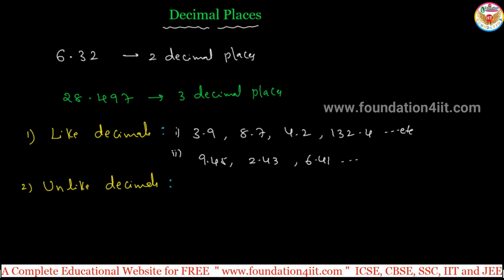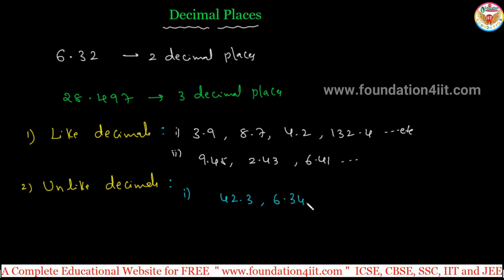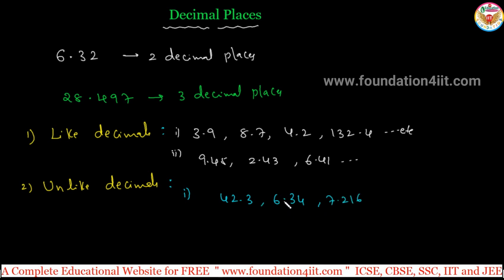Now when you come to unlike decimals, they are different. Decimals having an unequal number of decimal places are unlike decimals. For example, 42.3 and 6.34: here is one decimal place, the other has 2. Then 7.216 has 1, 2, 3. So these have different numbers of decimal places. These examples come under unlike decimals.